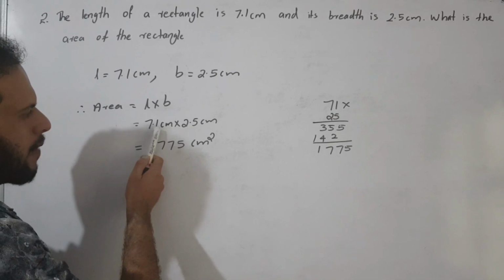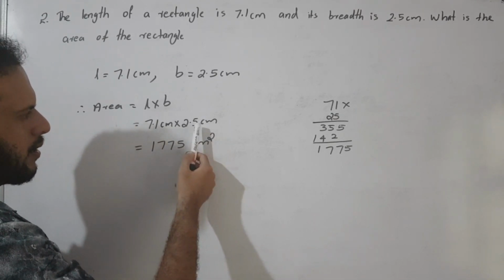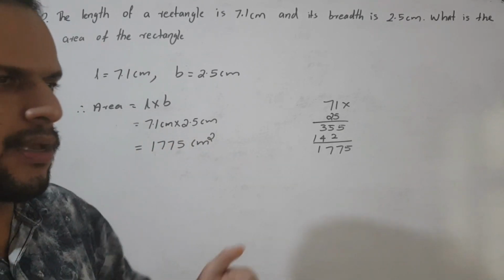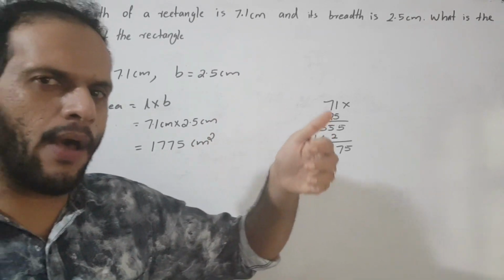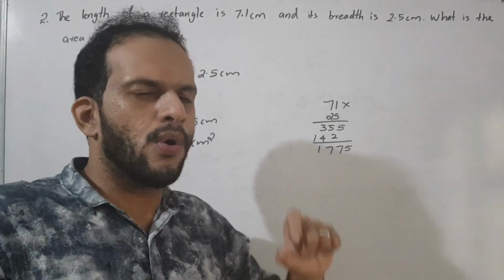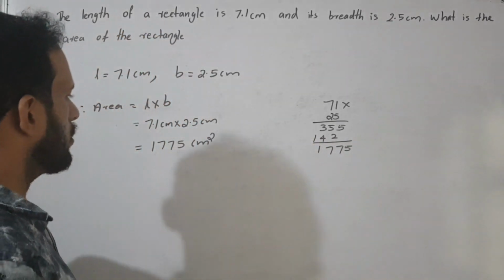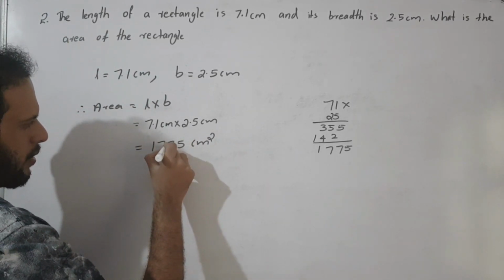Here the decimal point is after one digit, correct? One digit. Here also the decimal point is after one digit. The first has the decimal point after one digit, and the second also has it after one digit. That means total 1 plus 1, 2. So in the answer we need to put the decimal point after two digits. That means 1, 2, then the decimal point.